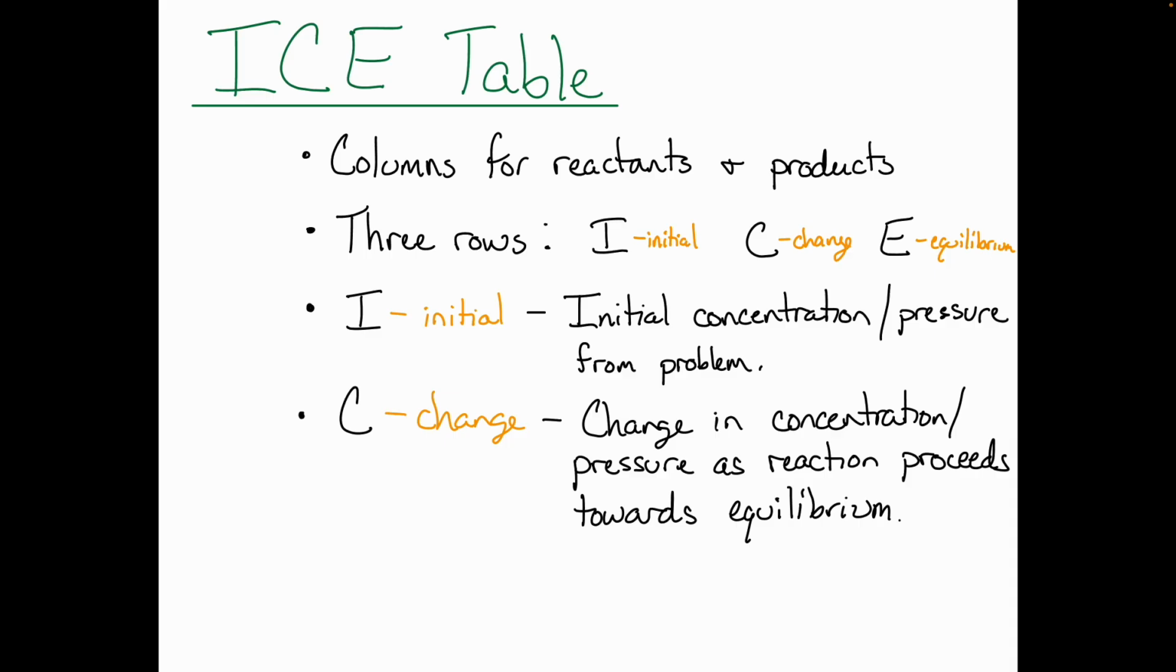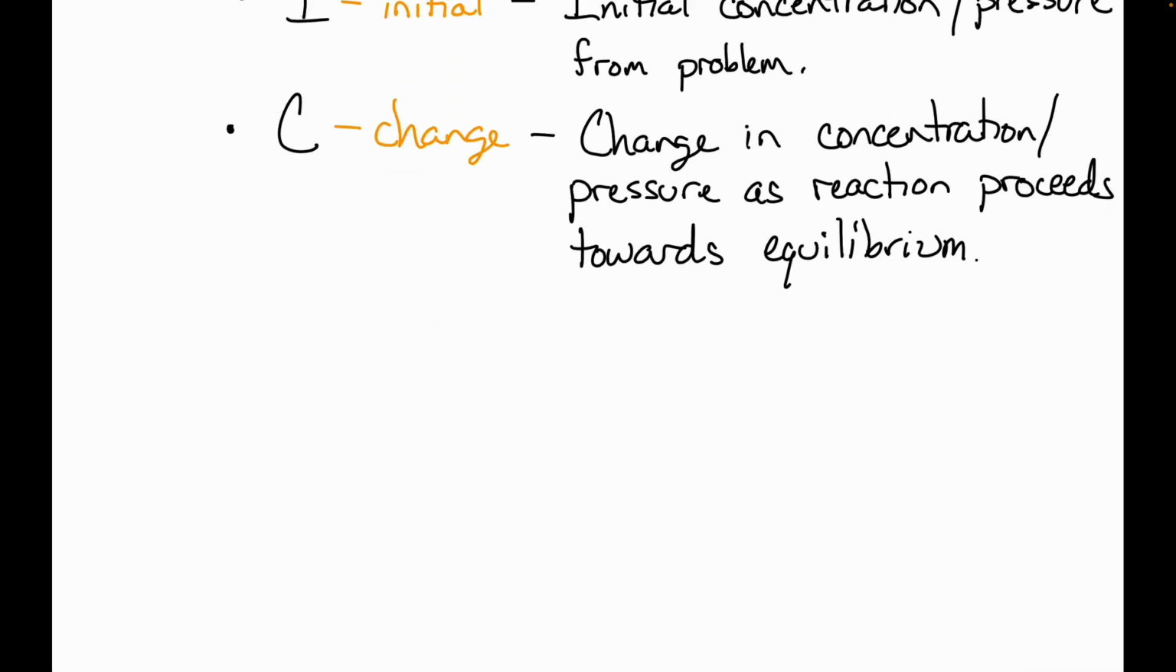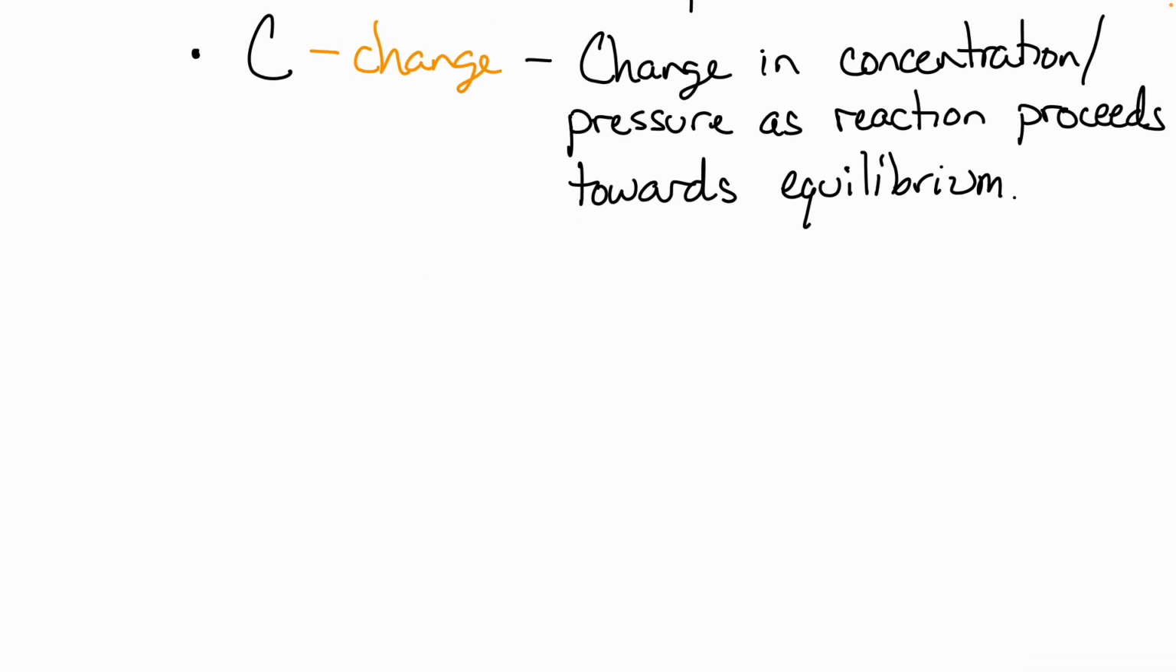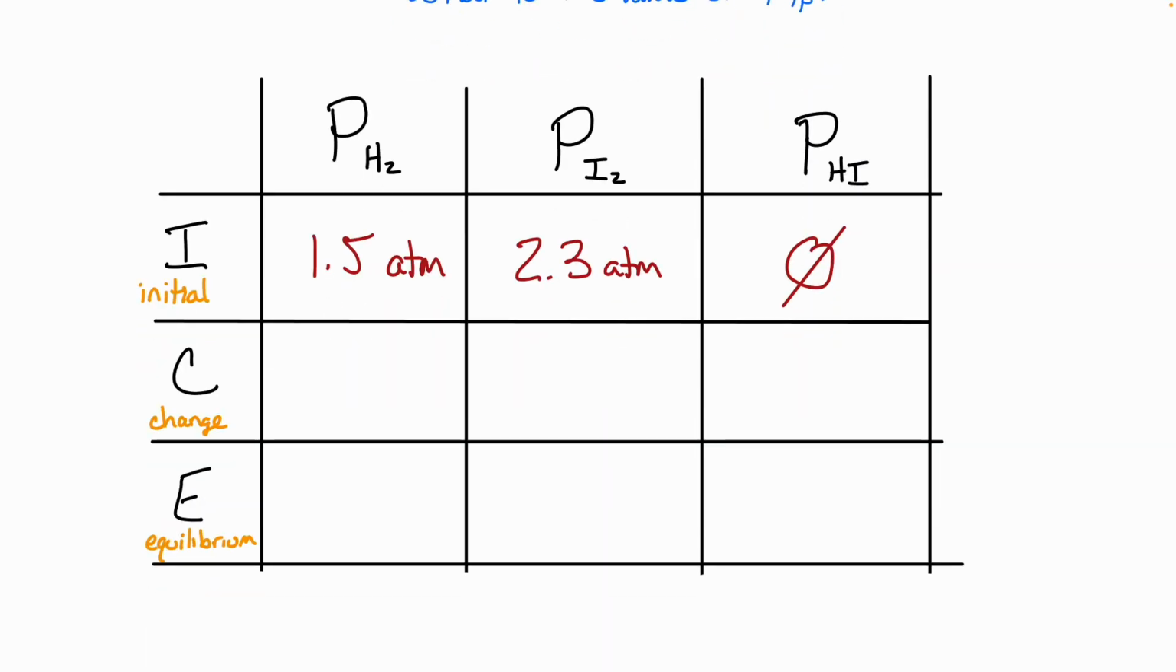And this is what we don't know. I don't know how much reaction has occurred, right? That's what I'm trying to figure out. So for this change box here, we're going to use a variable. And we're just going to pick everybody's favorite variable, x. All right? So in all of my change boxes here, what's going to appear is that variable x. I don't know how much change has occurred.